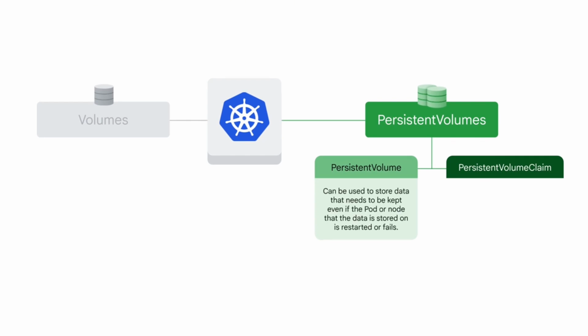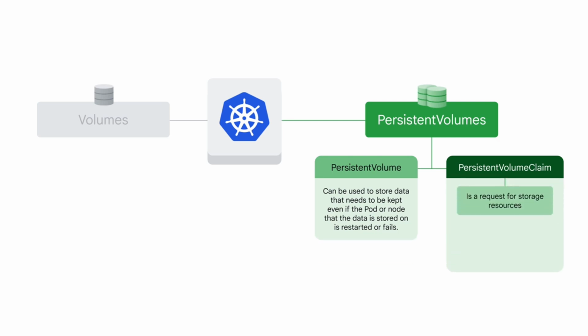Persistent volume is a type of storage that can be used to store data that needs to be kept even if the pod or node that the data is stored on is restarted or fails. This is in contrast to ephemeral storage, which is only available while the pod or node is running. Persistent volumes are typically used to store data that is important to the application, such as databases, file systems, and configuration files.